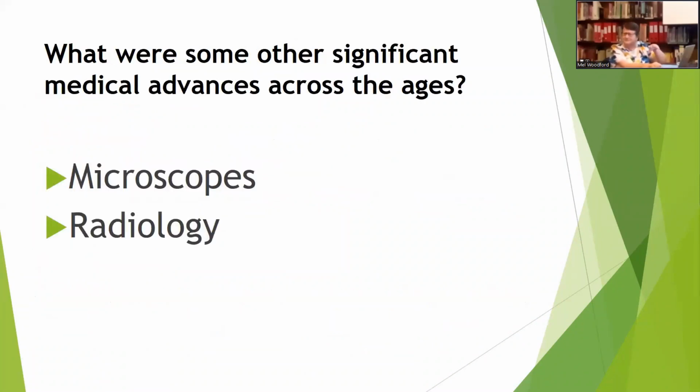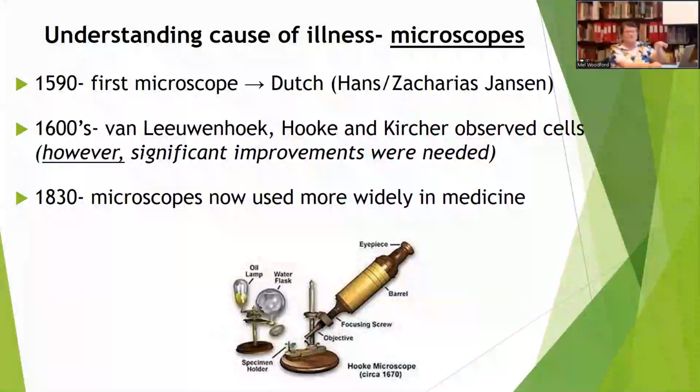So what were some other medical advances that we'll look at tonight? One is microscopes and the other is radiology. The first microscope was developed in the 1590s by the Dutch father and son, the Jansens. Then in the 1600s, we had other people like Van Leeuwenhoek, Hooke and Kircher, who observed cells. However, significant improvements were needed, particularly with the focusing. But around the 1830s, microscopes were used more widely in medicine.